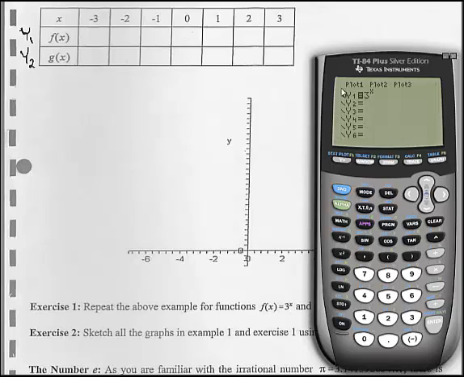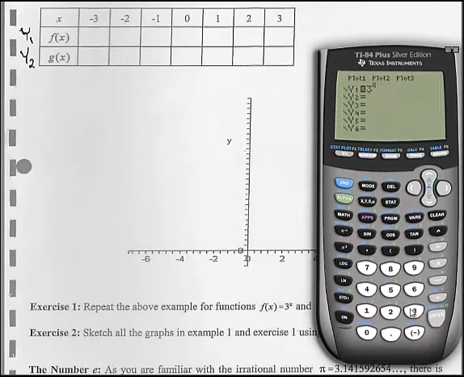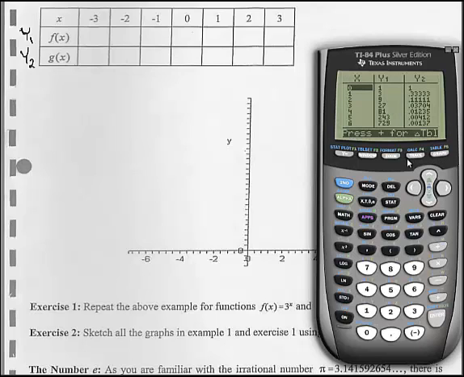And then g of x is now going to be 3 to the negative x. Make sure you use the negative sign and not the subtract sign. Negative is down here with the decimal point and the numbers. It's the white button. Enter. And I will go to my table. And our table in the workbook ranges from negative 3 to 3.